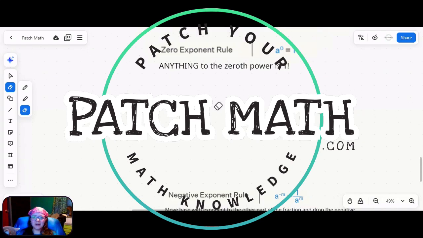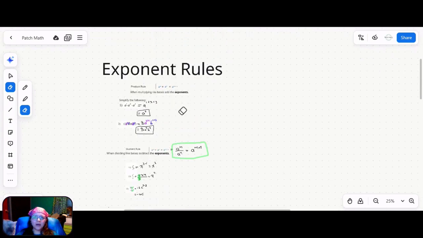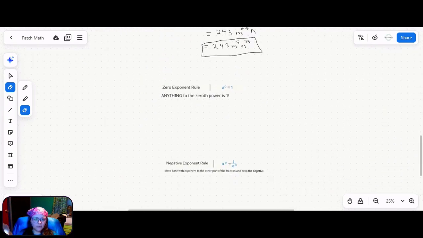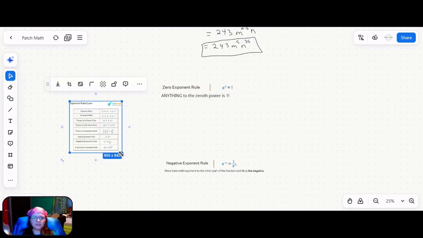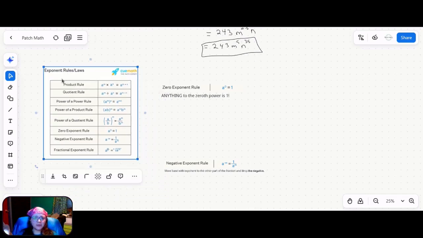Welcome back to Patch Math, where today we are going to finish off our exponent rules by moving on down to the zeroth exponent rule and negative exponent rule. You'll see here we are almost done with our list. I'll be saving the fractional exponent rule for another day. So for the meantime, we are done with our list. This video finishes this list down to the negative exponent rule.